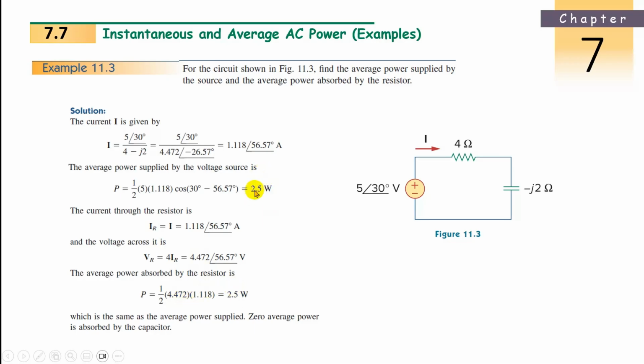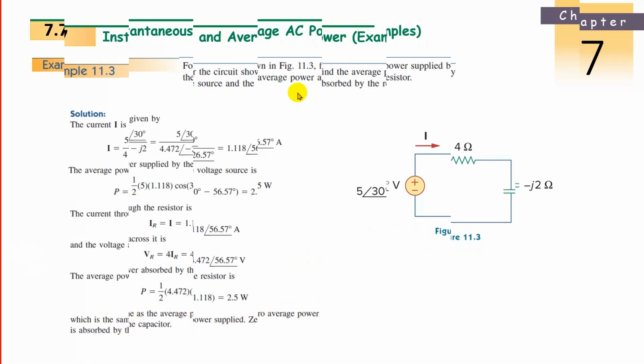So how much power is supplied? 2.5. How much power absorbed in the resistor? 2.5 watts. So what is the power in the capacitor? No power. No power in the capacitor. Pure capacitance, pure inductance won't absorb any power. So it is the same as the average power supplied. Zero average power is absorbed by the capacitor.